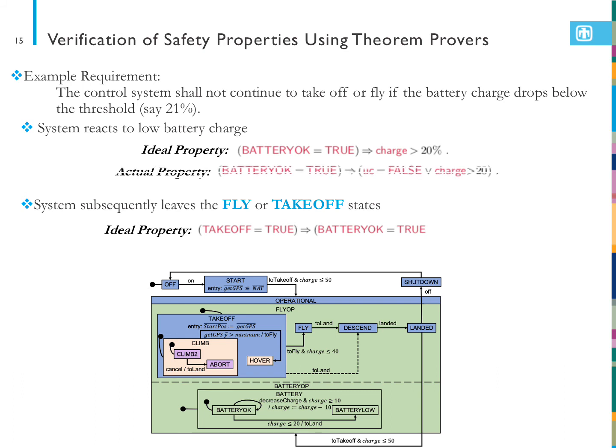steps. In the case of the battery okay state, where that is true, that implies that either I have a charge greater than 20 or I'm still in the process of completing the macro step. In the case of the takeoff state, it's either the case that I am in the battery okay state or I have a to land trigger in the internal trigger queue or ready to be dequeued.